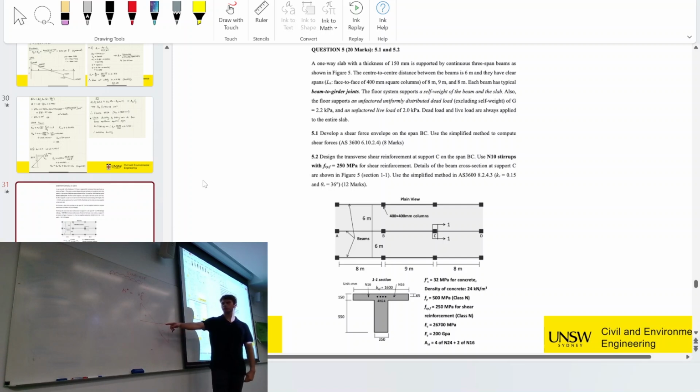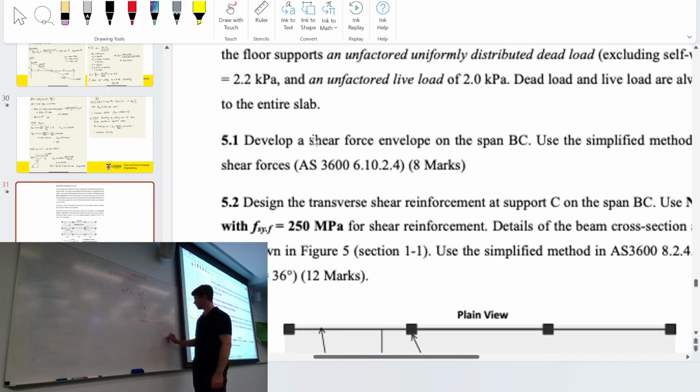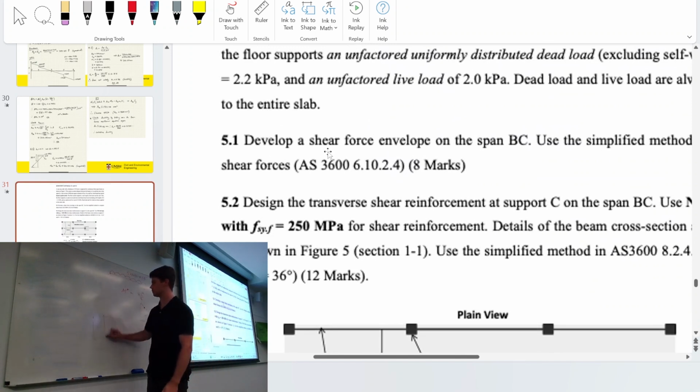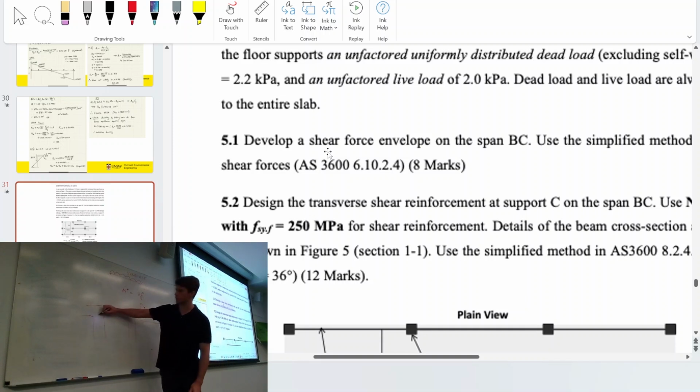When you draw your shear force diagram, all the shear force envelope, when it says shear force envelope, all that really means is taking the value over here. Because when you have concrete columns like this, you're not interested in the shear force so much here because there's a column here.